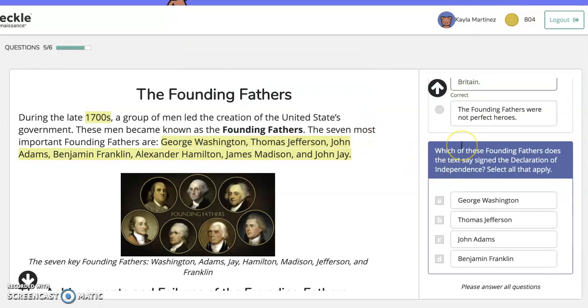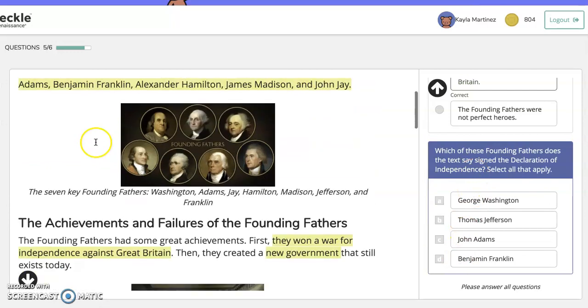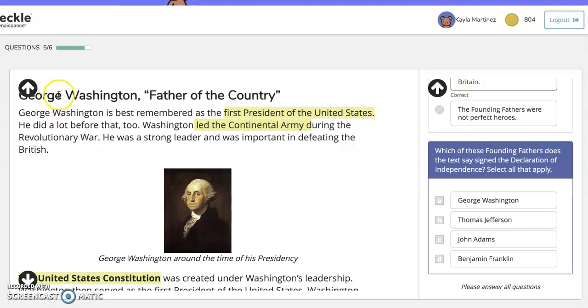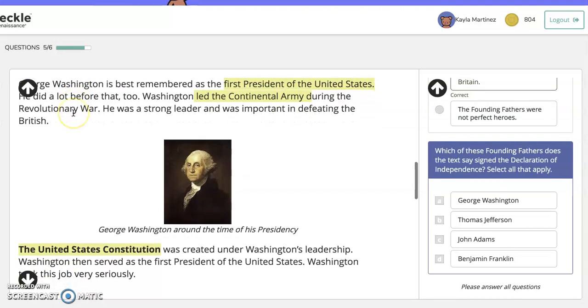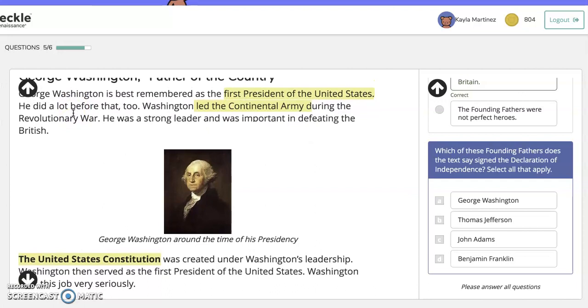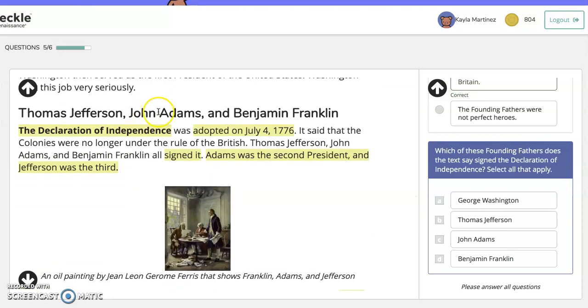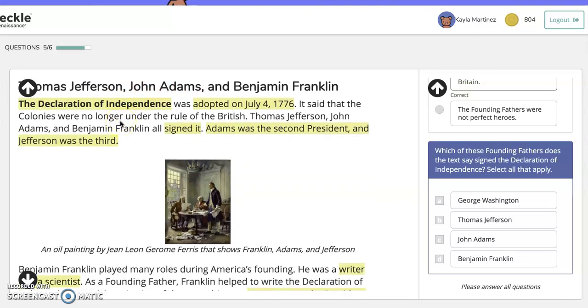All right, last one. I need you to tell me all of these that actually signed the Declaration of Independence. Select all the ones that actually signed it. And if you're not sure, go back to your article. Look at the section about George Washington. Does it tell you that he signed the Declaration? Pause the video so you can read through it if you need to. Then go to Thomas Jefferson, John Adams, Benjamin Franklin. Does it tell you if they signed it? Pause the video. If not, you should have your answer ready to go.